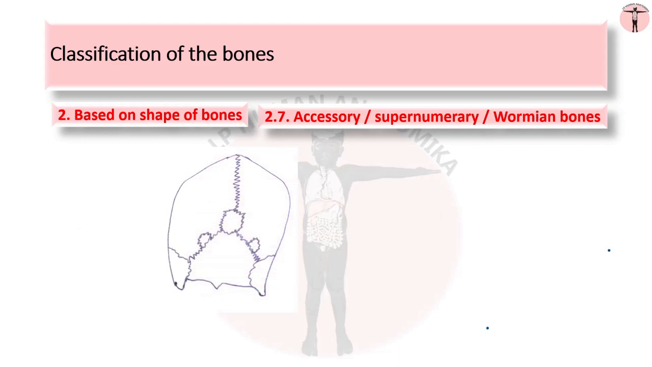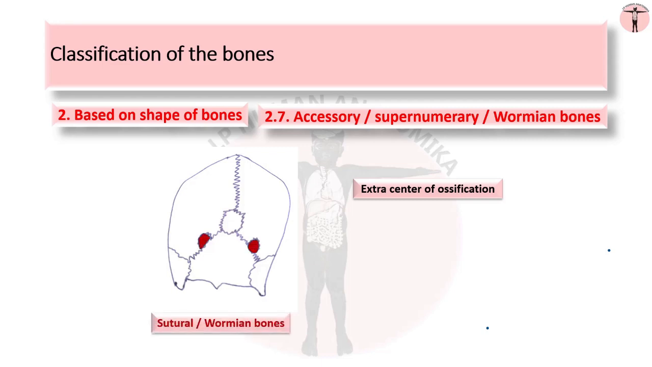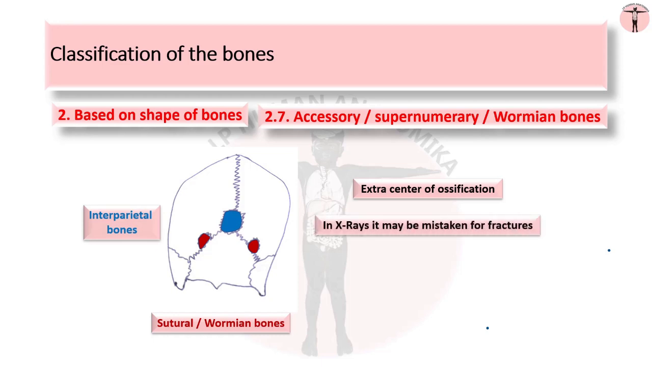Accessory or supernumerary or vermian bones are not regularly present. This may appear with an extra center of ossification in a bone and fail to unite with the main bony mass. Accessory bones are commonest in the skull. Examples are sutural or vermian bones and interparietal bones. In X-ray films, they may be mistaken for fractures, which may be a challenge faced in medico-legal practice.